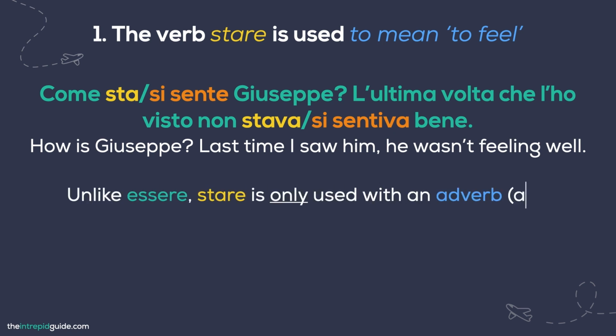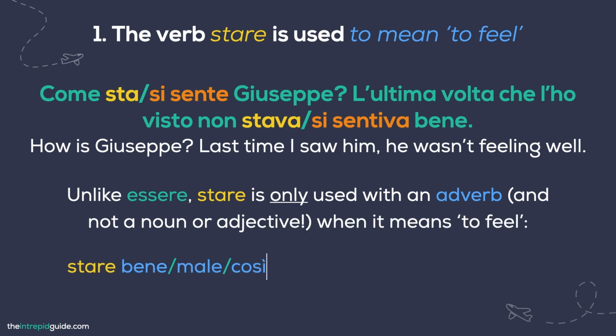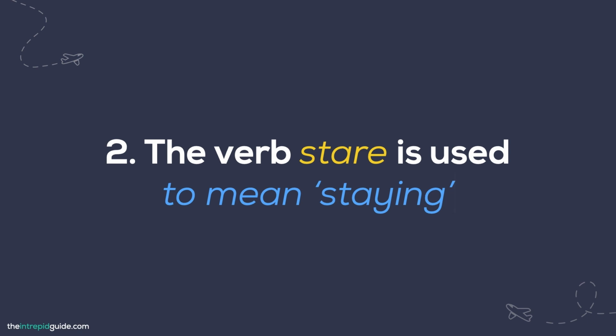Unlike essere, stare is only used with an adverb, not a noun or adjective, when it means to feel. For example, Stare bene, male, così così. To be well, not well, so-so. Using the verb stare to mean staying.